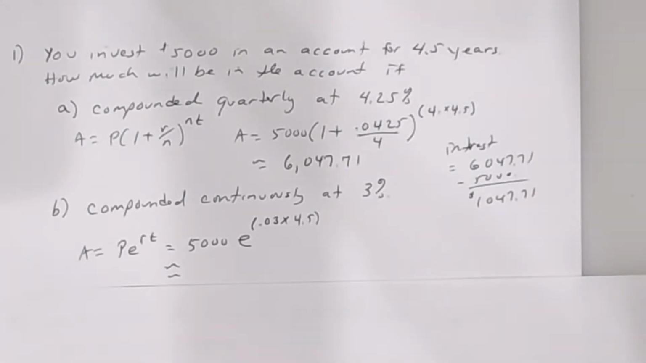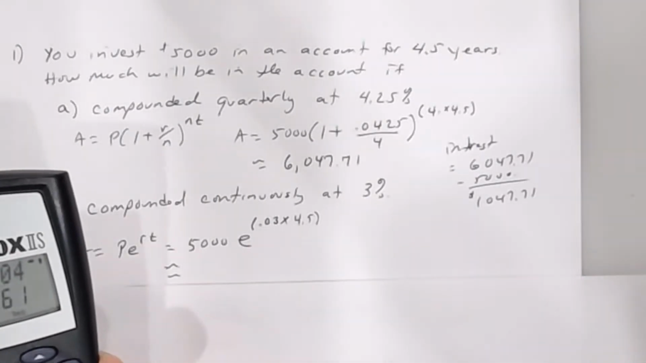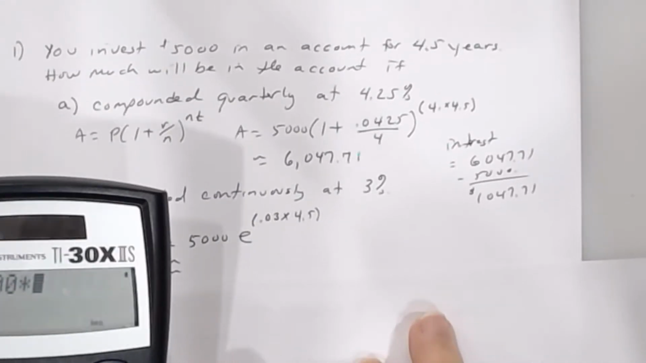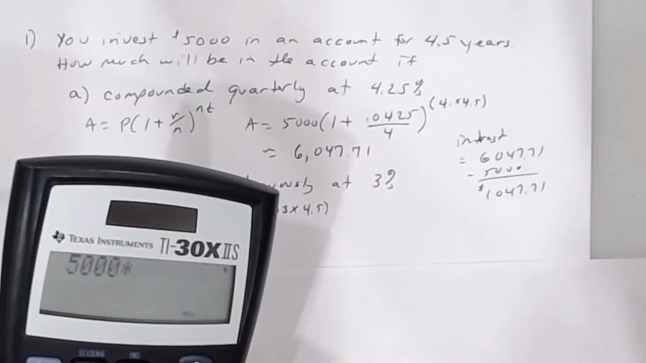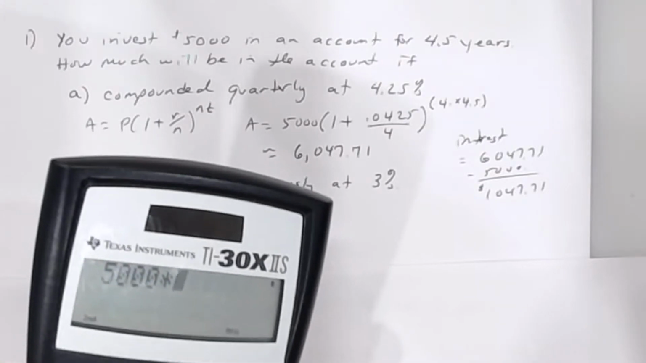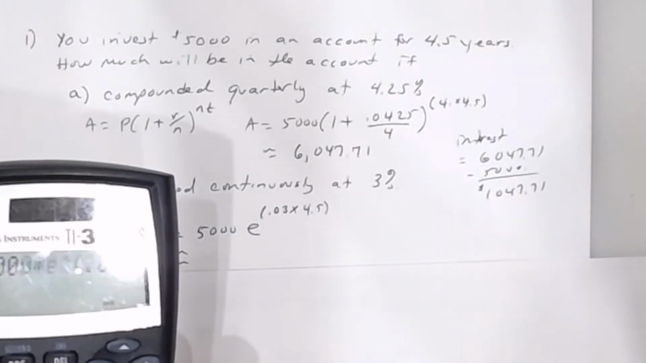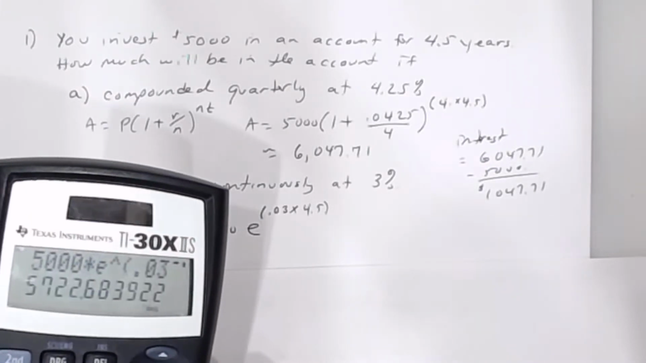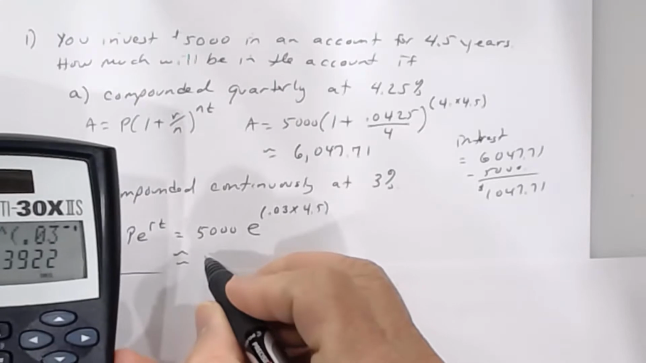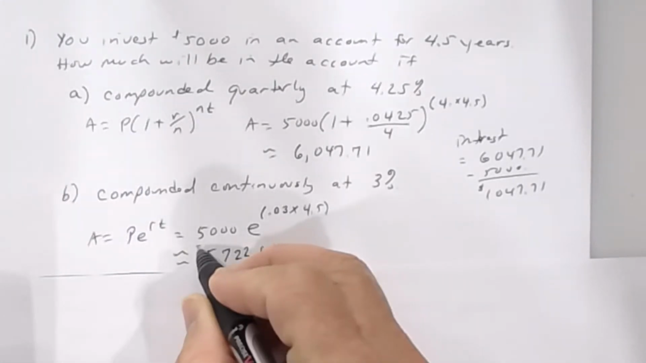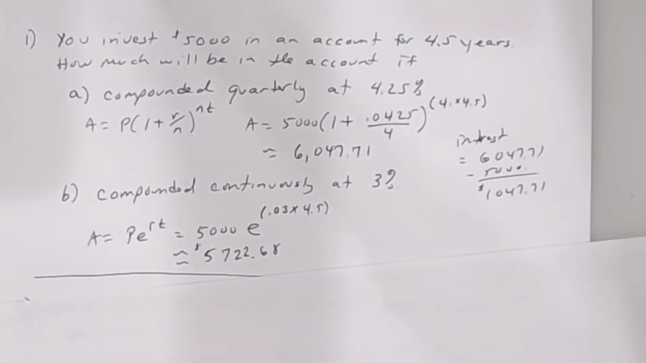All right, so then you just use your calculator: 5,000 times E. Remember, to get that E, you're going to press second ln right here. Make sure you know how to use your calculator. Raised to the 0.03 times 4.5, close the parentheses, and then press equal. In that case, I get $5,722.68, rounded off to the nearest cent. Make sure that's what you got using your calculator.